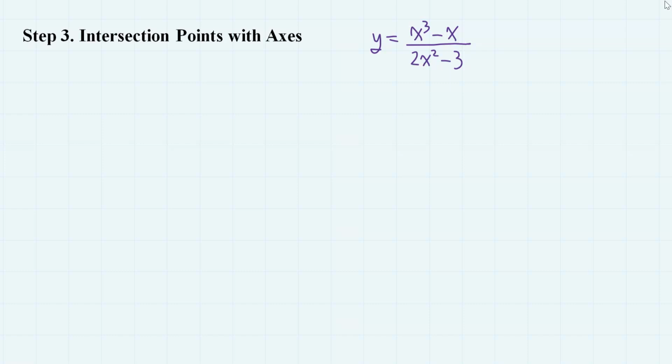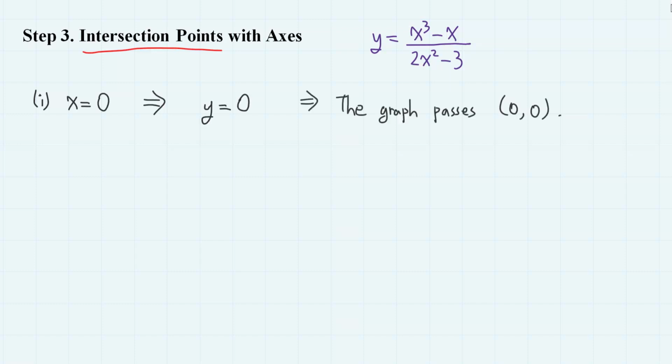Next, if there exist any intersection points with the axes, we can use them to our advantage when drawing the graph. First, what is the y-intercept? If x equals 0, then y equals 0. So the graph simply meets the y-axis at (0, 0), the origin.